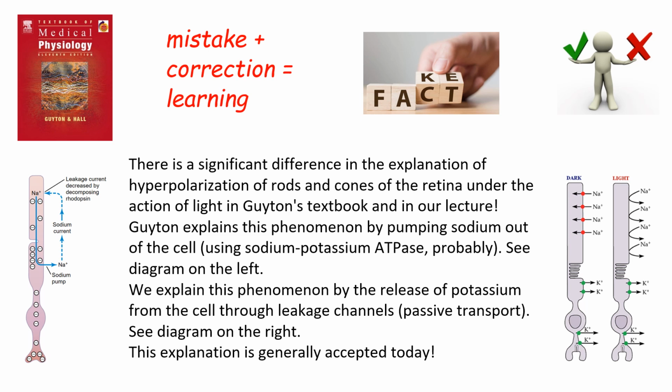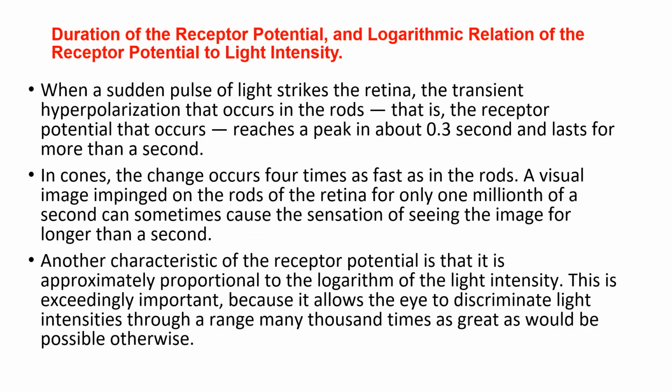There is a significant difference in the explanation of hyperpolarization of rods and cones of the retina under the action of light in Guyton's textbook and in our lecture. Guyton explains this phenomenon by pumping sodium out of the cell, using sodium-potassium ATPase, probably. See diagram on the left. We explain this phenomenon by the release of potassium from the cell through leakage channels, passive transport. See diagram on the right. This explanation is generally accepted today.